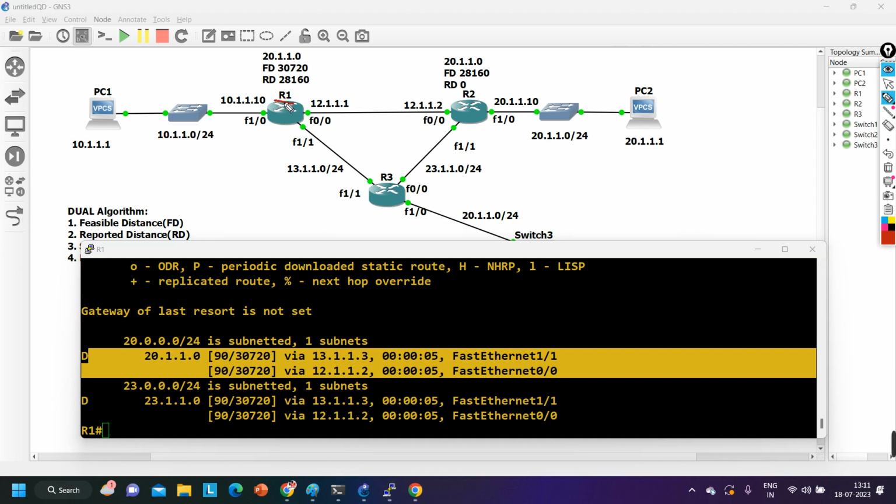See, if router 1 has, see how many paths to reach the 20 network. One is this path to reach the 20 network, and one is this path.